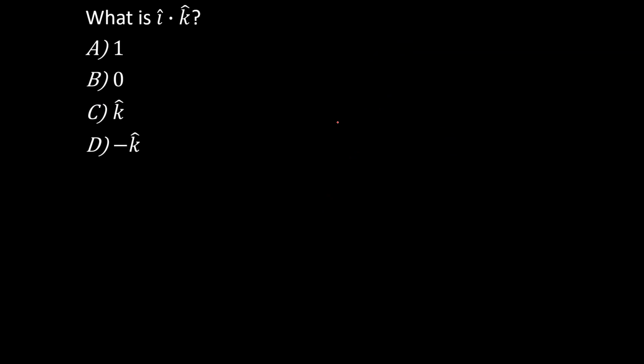What is I hat dot K hat? So again, let's use our coordinate system here. I hat is here, J hat is here, K hat is here. And we're going to take the dot product of I hat and K hat. Remember, what we're doing here is we're taking the dot product, that's multiplying the parts of I hat and K hat that are parallel to each other. Well, how much of I hat is parallel to K hat? Well, they're perpendicular to each other. So none of I hat is parallel to K hat. And so the correct answer here is 0.